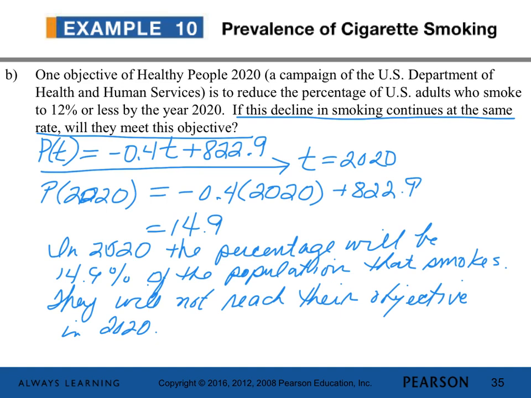Now, we could solve the problem and find out when they will reach their objective, but the answer to this question was, in 2020, the percentage will be 14.9%, which is more than 12%, and therefore in 2020, they will not have reached their objective. Be sure you explain your answers.